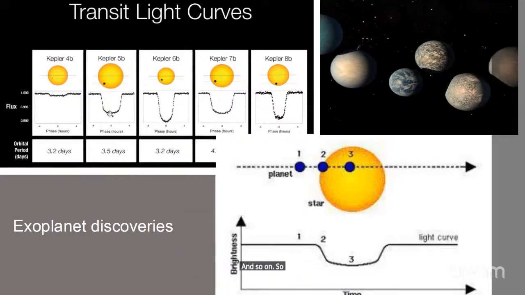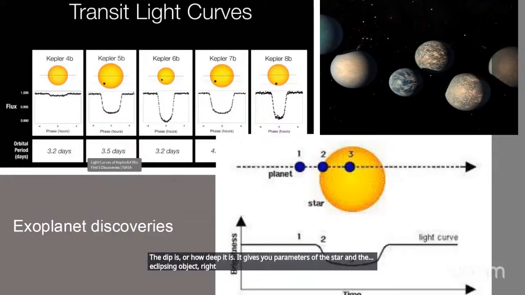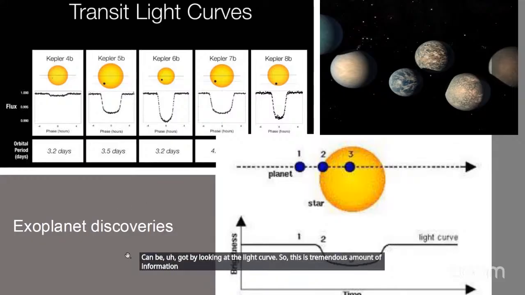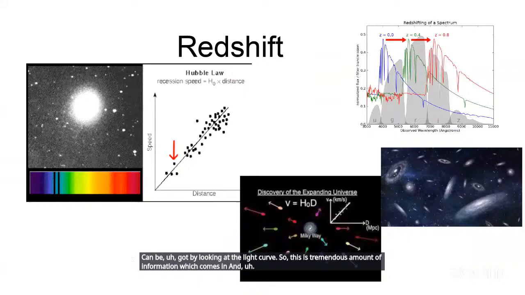By looking at how shallow or how deep the dip is, it gives you parameters of the star and the eclipsing object, such as the size of the eclipsing object, the size of the star, and so on. The orbital period and all the orbital elements can be obtained by looking at the light curve. So this is a tremendous amount of information which comes in, and this is where machine learning is very effectively being used.